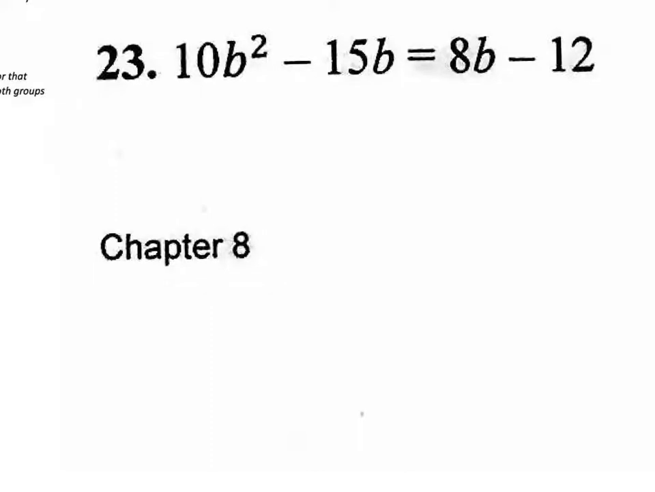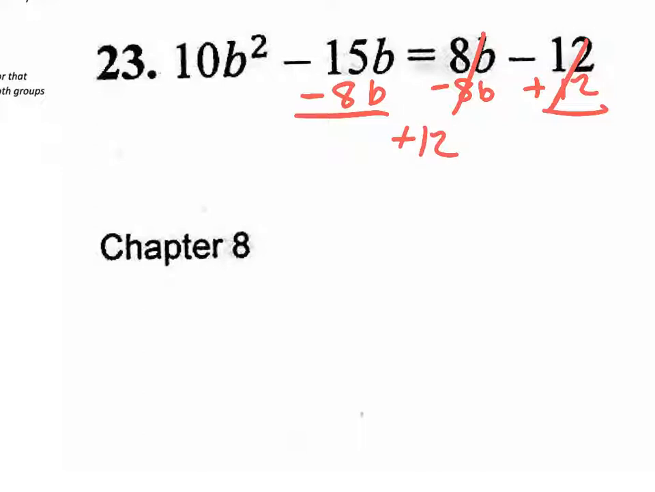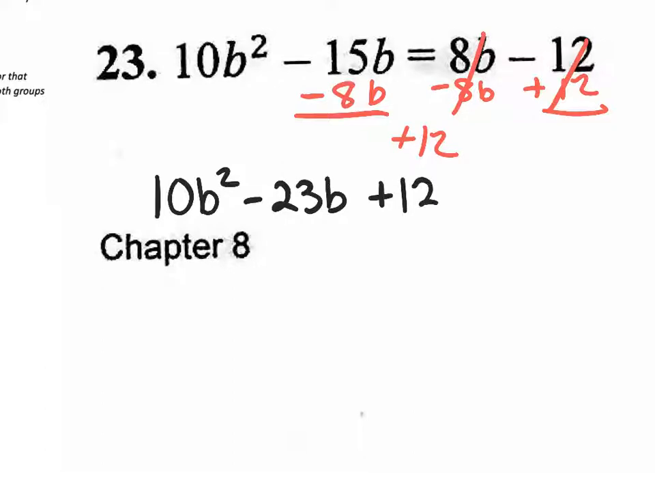Last question, you need to first set it equal to 0. So it's a good idea to subtract 8b and also add 12. That way it'd cancel out. So we're going to subtract 8b and we're also going to add 12. So our new quadratic trinomial equation is going to be 10b squared minus 23b plus 12 equals 0.